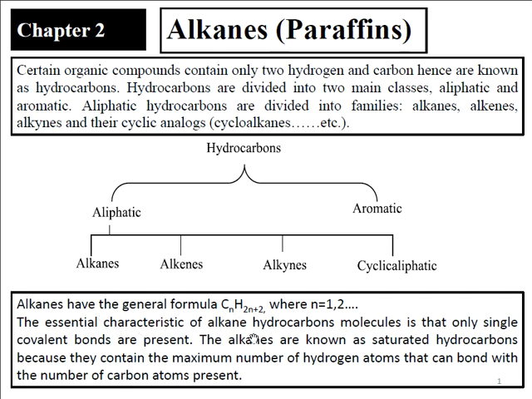The essential characteristic of alkane hydrocarbon molecules is that only single covalent bonds are present, like methane CH4, just single bonds, just sigma bonds. The alkanes are known as saturated hydrocarbons because they contain the maximum number of hydrogen atoms that can bond with the number of carbon atoms present in the structure of the compound. That means for one carbon, the maximum number of hydrogens needed to be saturated is 4, CH4. And for 2 carbons, the maximum number of hydrogens is 6, and like that.